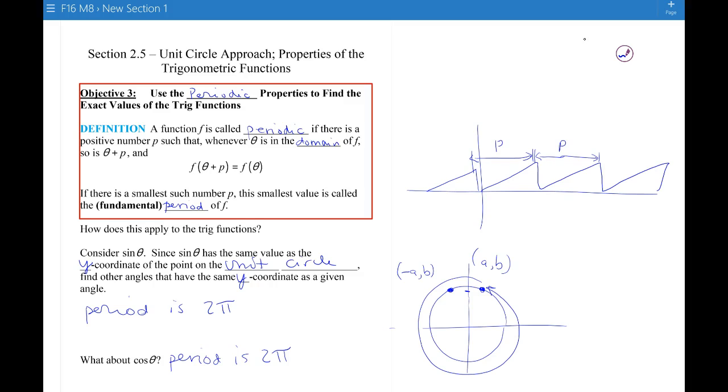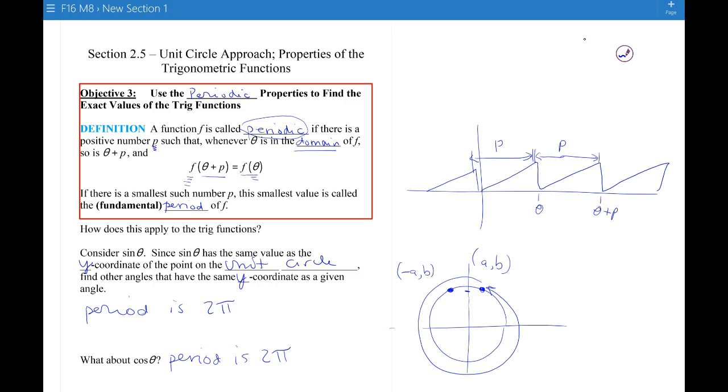A function f is called periodic if there's a positive number p such that whenever theta is in the domain of f, so is theta plus p, and the function's value at theta plus p equals the function's value at theta. So if this was theta and this was theta plus p, the idea is that you're getting the same height on the wave every time you go p farther along the axis.